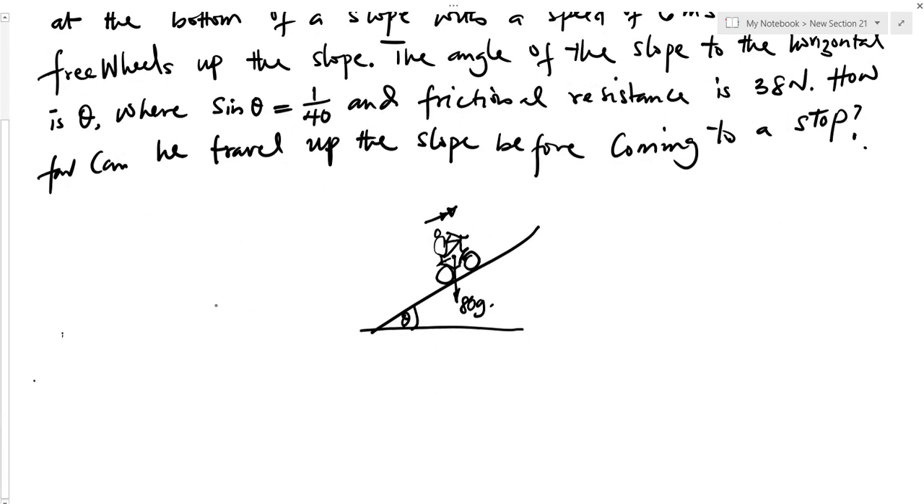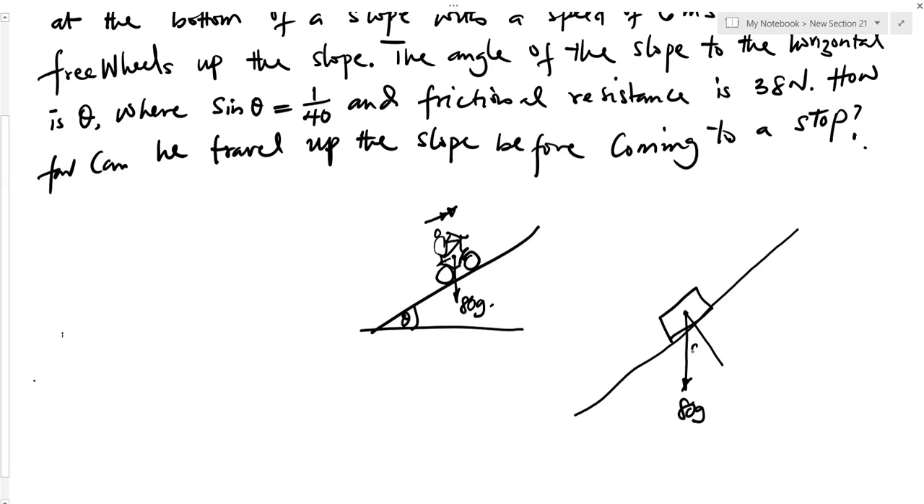Now this is the diagram. Let me assume the whole weight, the total weight, is like a box. Now let's draw the free body diagram of this structure. The weight is 80 times the acceleration due to gravity.